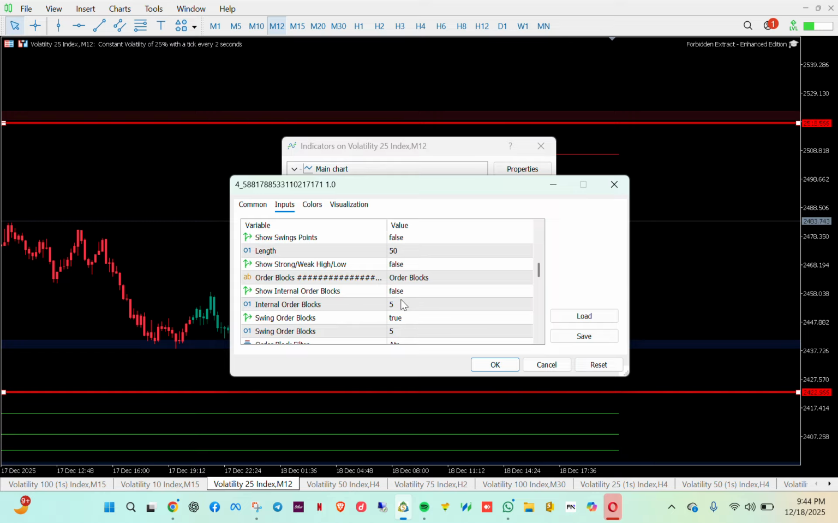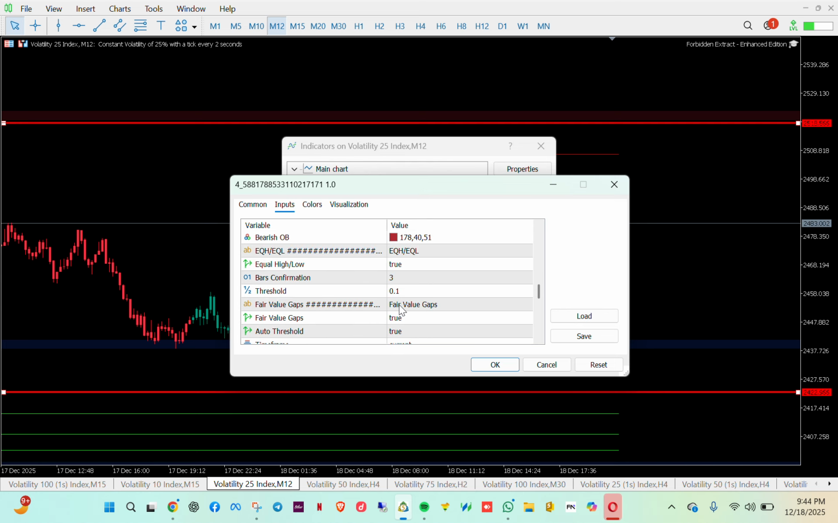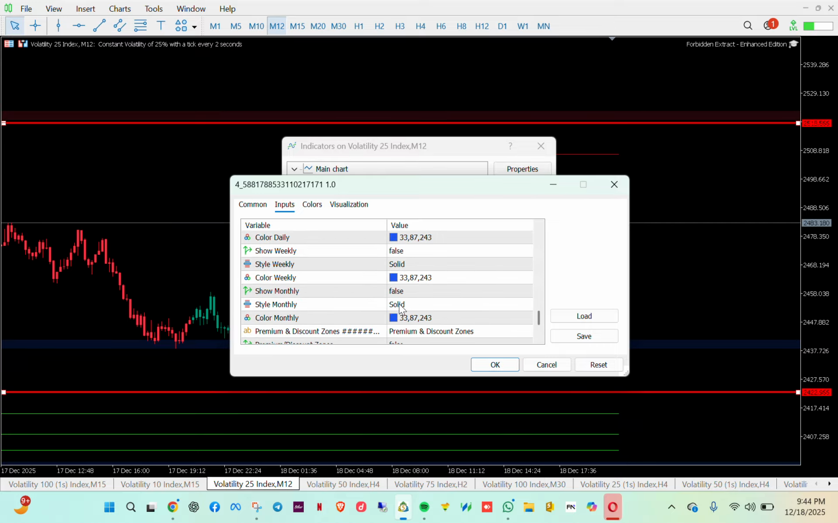But there's a way you can set it where it's going to be showing the order block. Do you understand? It's going to be showing the order block for you. But let me see if I can, because there's a lot of things I turn off.